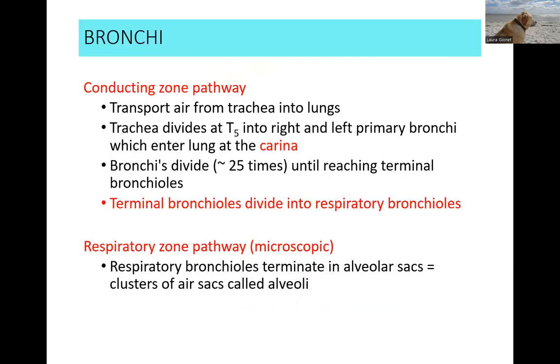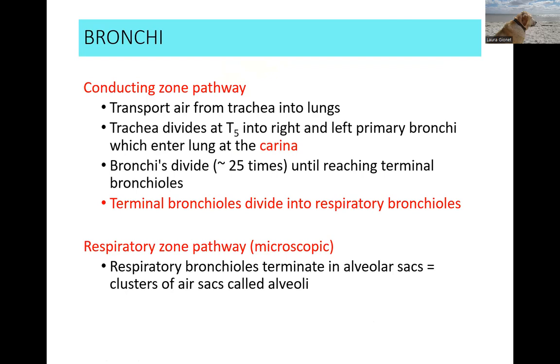Okay, the bronchi. We have two major regions, the conducting zone and the respiratory zone. The conducting zone is essentially the larger tube systems conveying air. So in the conducting zone, we're transporting air from the trachea, now going into the lungs because we bifurcated. We have a right and left, and it does so at what's called the carina.